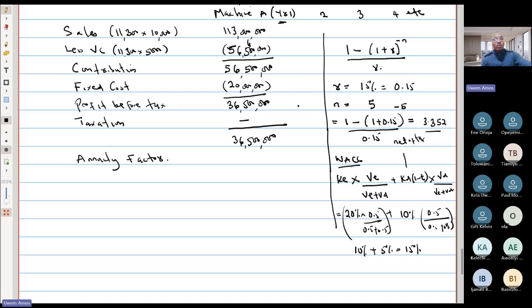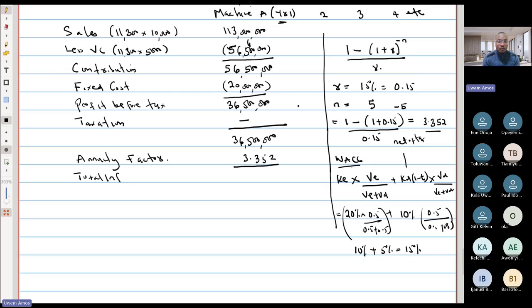If anyone is struggling to get this answer, you could just let us know. You could just let me know. But it's just basically solving this. So you can solve this one, then you subtract 1 from it, and then you divide it by that. So that gives us a total of 3.352. Okay.